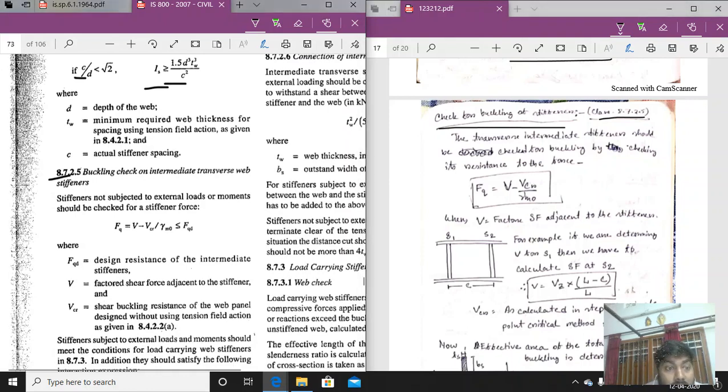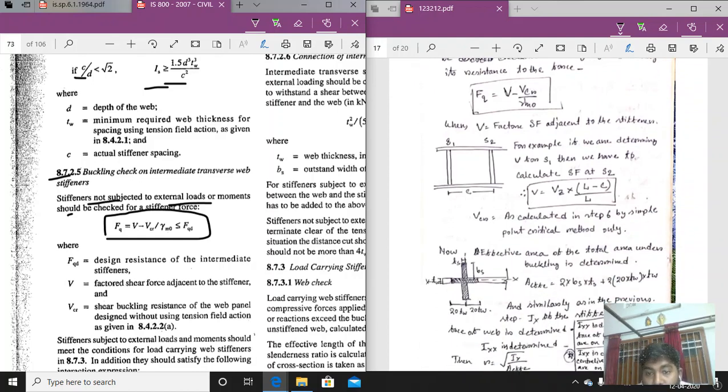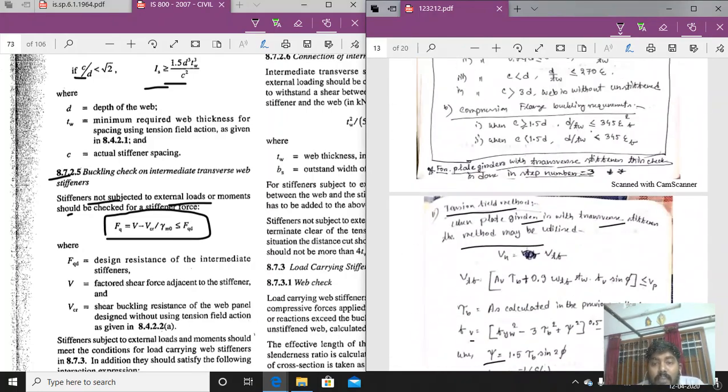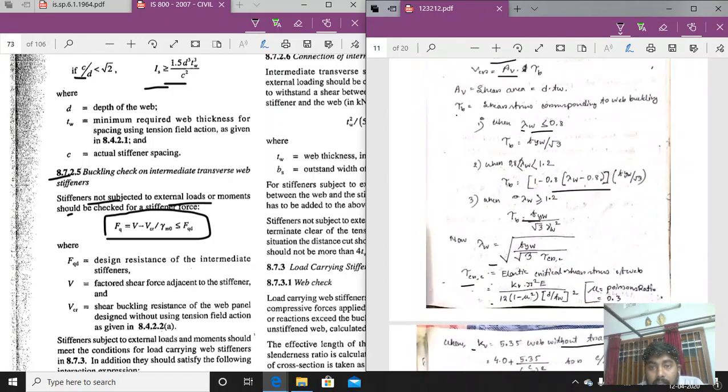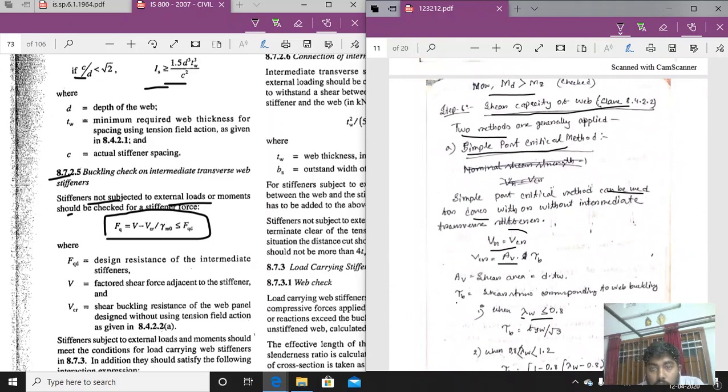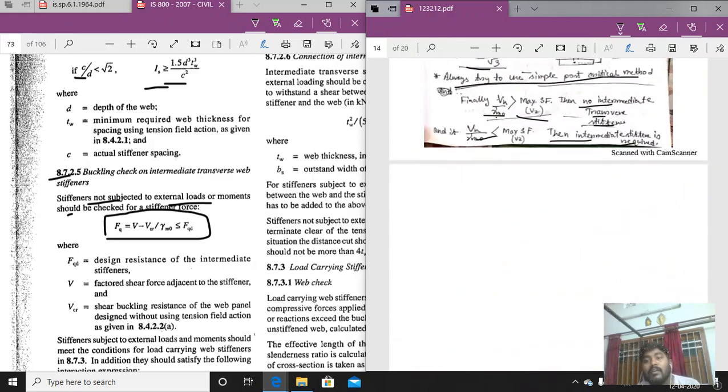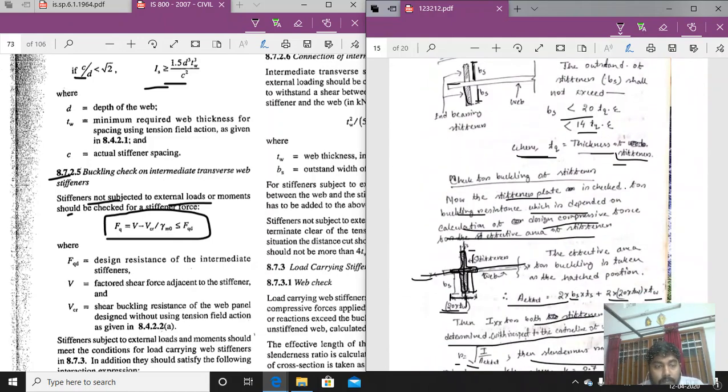This is the clause. For stiffeners not subjected to external loads, because the transverse stiffeners are only designed to resist the shear capacity, they should be checked for that value. F_q is equal to V minus V_cr by gamma M0. It should be less than F_qd. So what is V, what is V_cr, we will now see. What is V_cr? We know it was calculated in step 6. Let us go to step 6. In step 6, we have determined the value of V_cr, that is V_n equals V_cr, in the tension field method. From there we have to determine that value of V_cr.